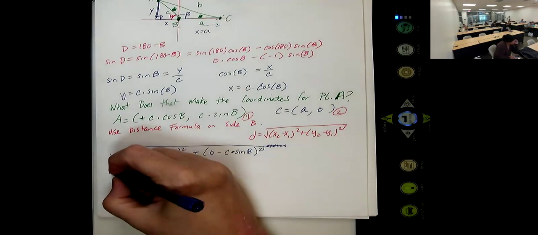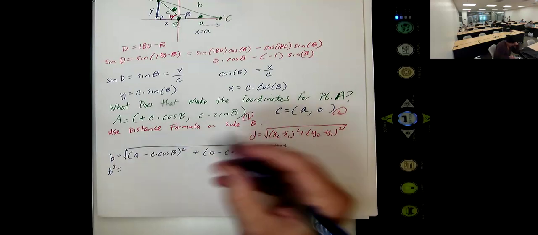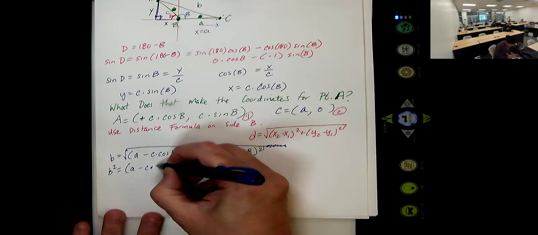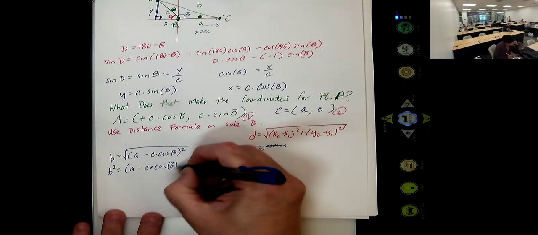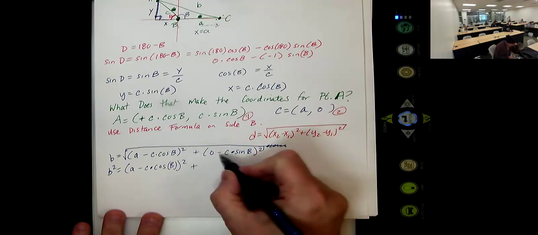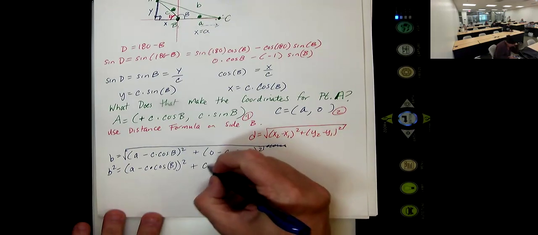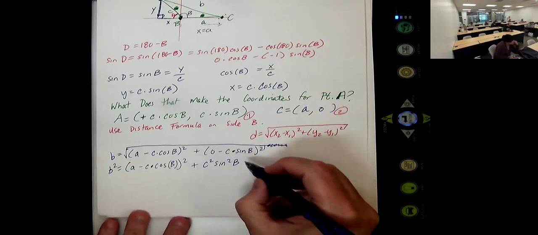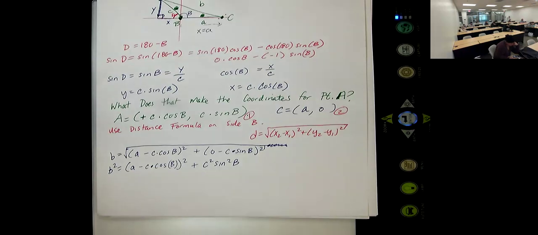I'm gonna square this. And I can actually clean this up right away and make this c squared sine squared b, because the 0 isn't changing the value there. We're just squaring negative c sine b and we get positive c squared sine squared.